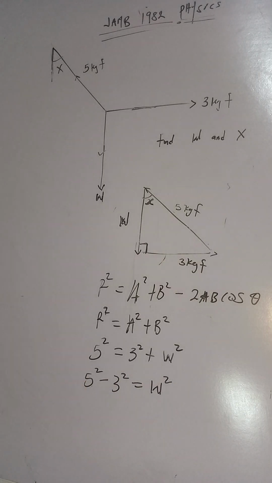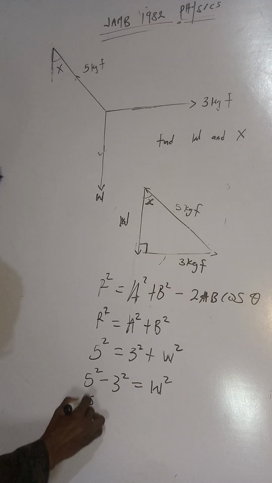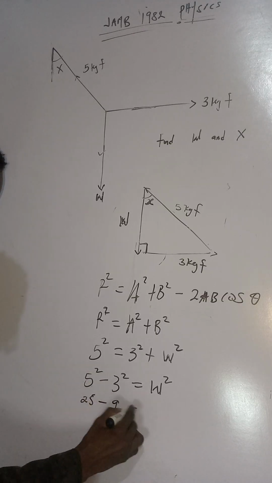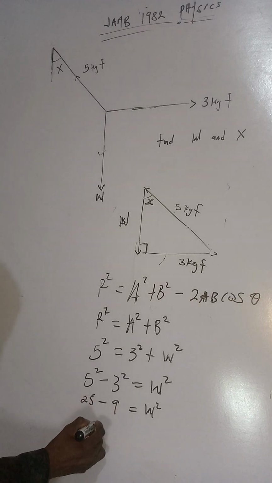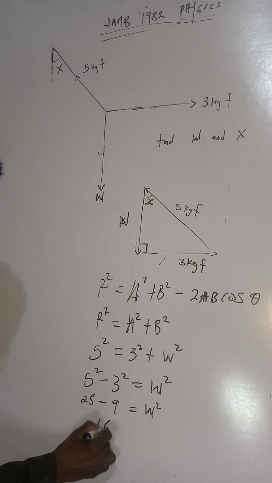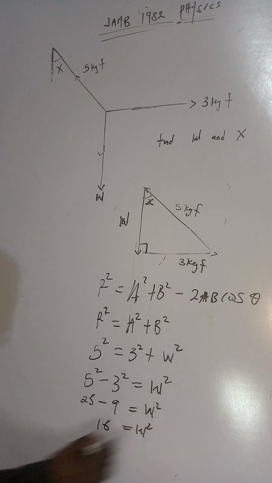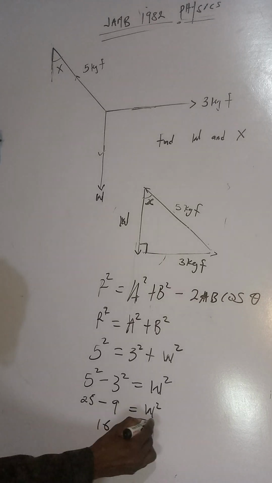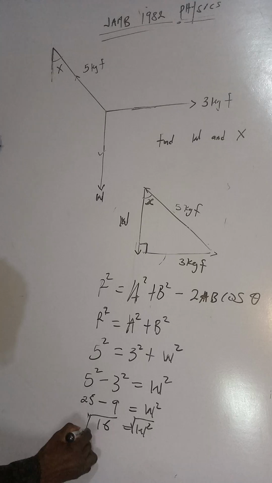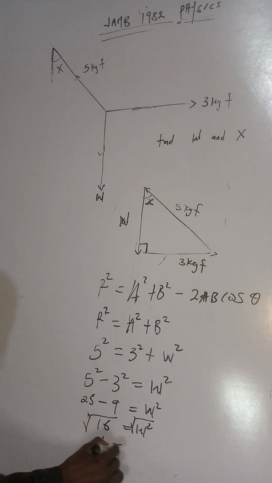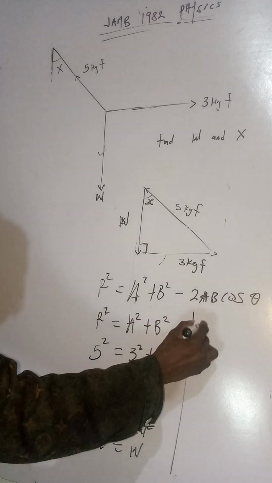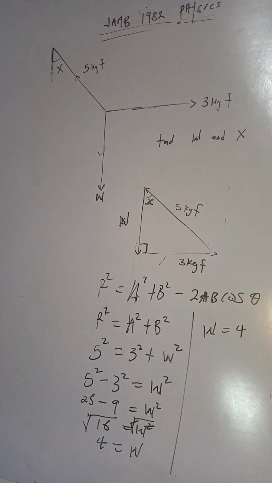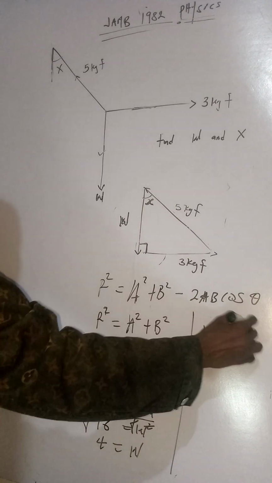So 5 squared is 25, minus 3 squared, which is 9. Now when I resolve it, what am I going to get? 16 equals W squared. So I'll square root both sides. When I square root this one, I will have 4. When I square root this one, the square root cancels the square, and I will have W. This makes a lot of sense, right? So W is now equal to 4. Now we have solved what W is, that is 4 Newton.